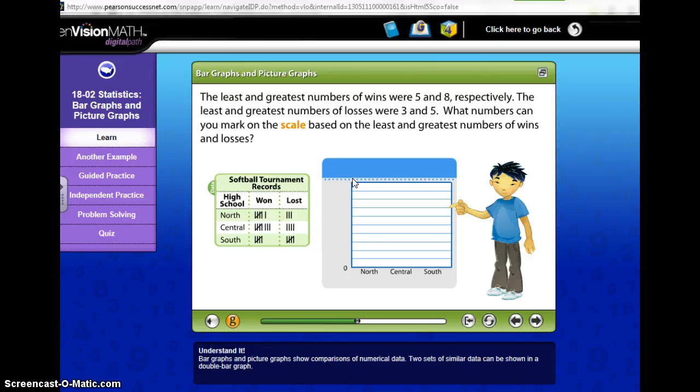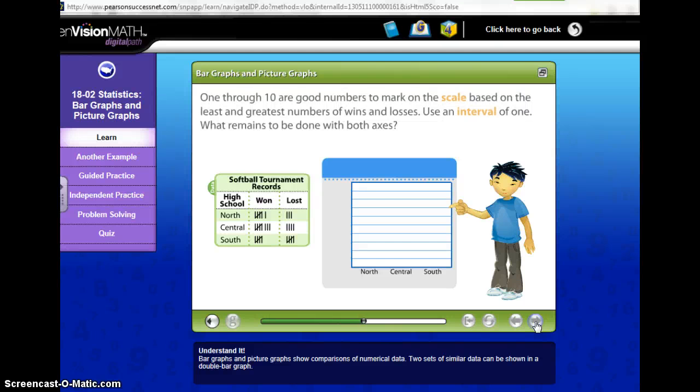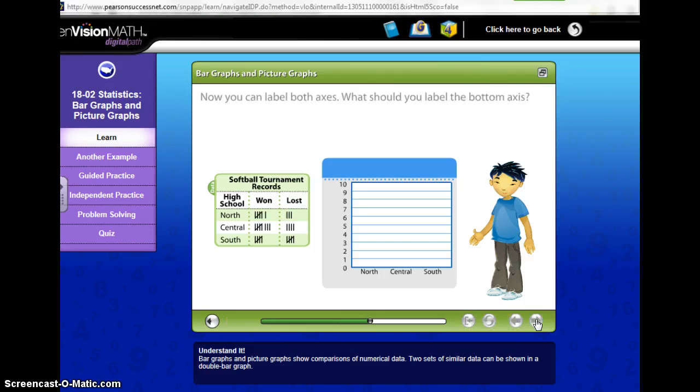Darius says he thinks we should use just intervals of 1. I think he's right. Intervals of 1. There's nothing that's over 10 on this piece of information. So I think intervals of 1 is a good choice.